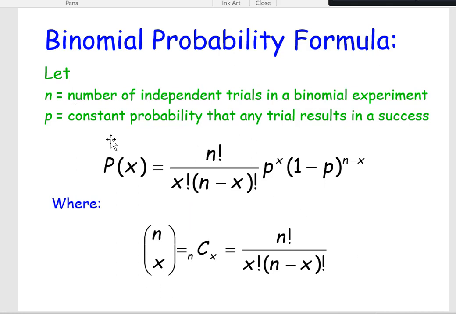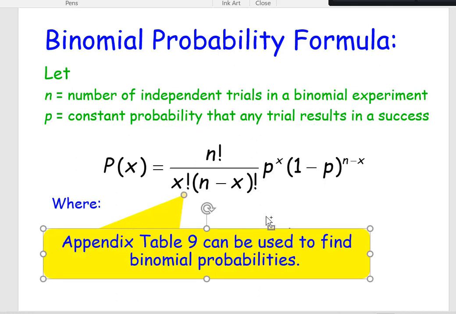The probability of success, or of a certain number of successes, I should say, where n is the total number of trials, x is the number of successes out of those trials, and p is the probability of success on an individual trial, is n factorial over x factorial. Now factorial, 4 factorial, remember, is 4 times 3 times 2 times 1. That's what that factorial notation means.